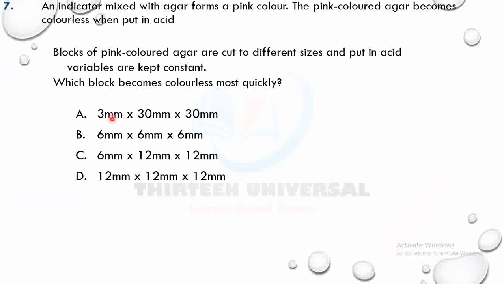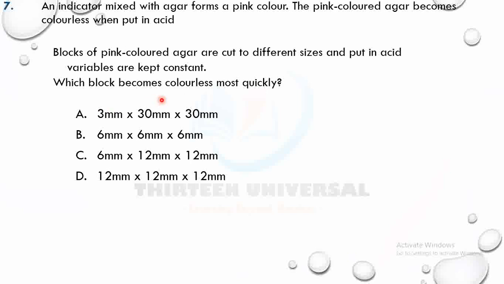D is 12 millimeters. So if all of them have the same length, you go to the width, the one that has the smallest width. If all of them have the same width, you go to the height. But here, the one with the smallest length is A. So A automatically will give us the higher surface area to volume ratio. The shorter the length, the higher the surface area to volume ratio, and the faster the rate of diffusion.